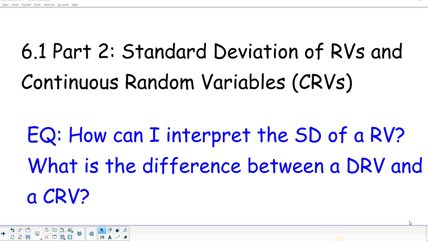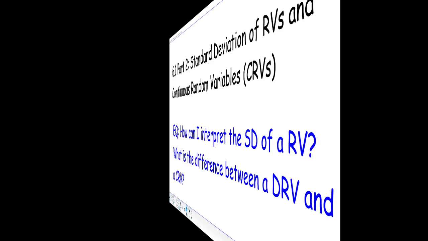Now, let's take a look at 6.1 Part 2. We've already talked about mean, or the expected value, so the next logical thing is to talk about standard deviation of random variables, and these things called continuous random variables. Our essential question for today: how can I interpret the standard deviation of a random variable, and what is the difference between a DRV and a CRV? As a reminder, please hit pause and rewind as many times as you need. You should have plenty of time to watch the video and get your examples completed.